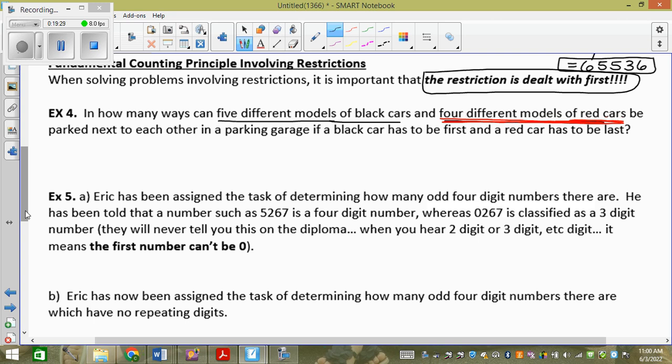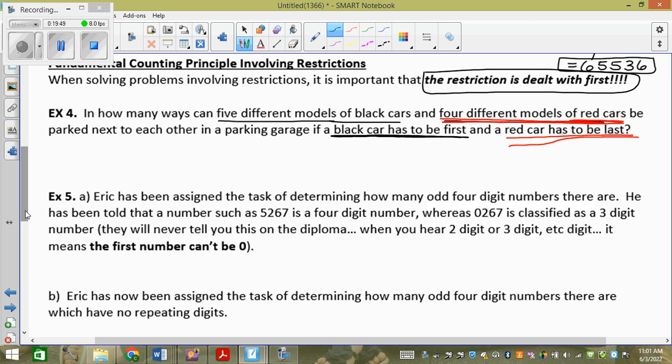It's fun. Okay. If a black car has to be first, does it say what kind of black car? It just has to be black, correct? And a red car has to be last. Okay. How many cars are we parking?